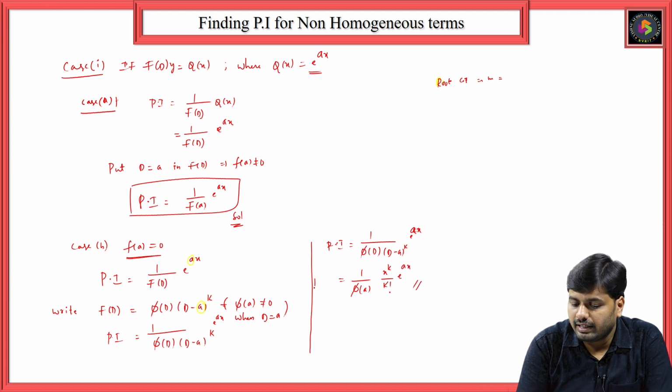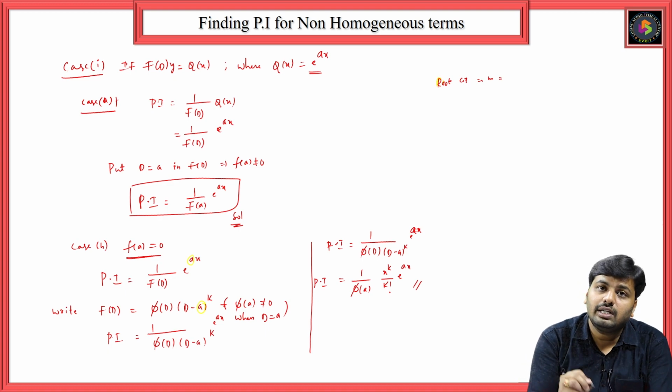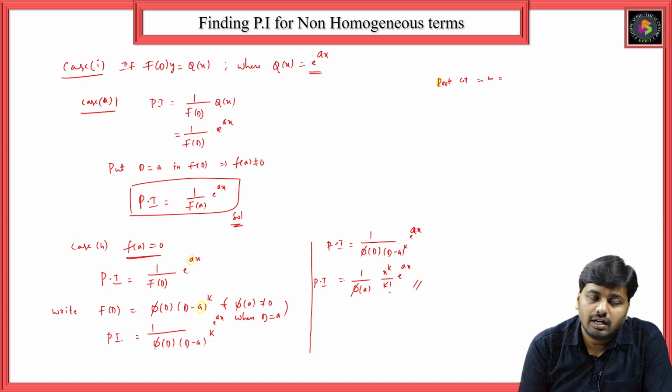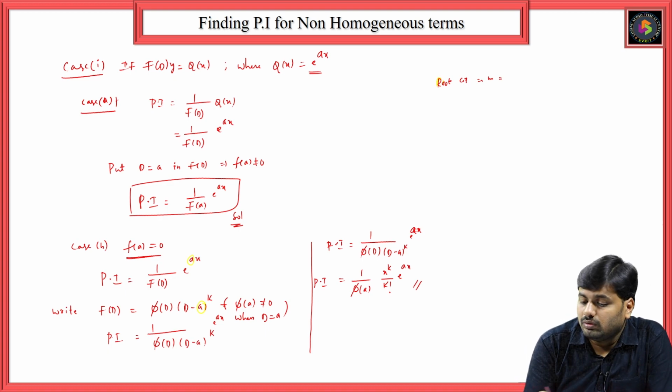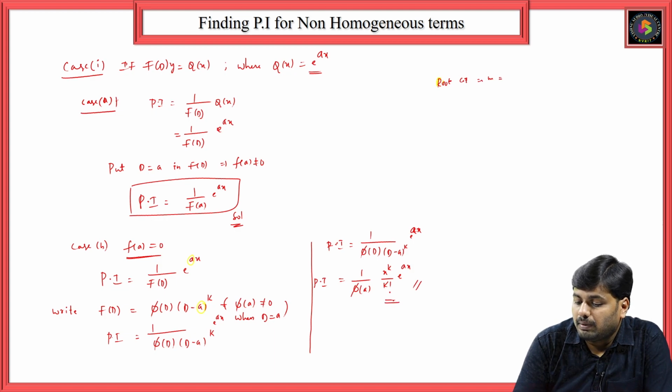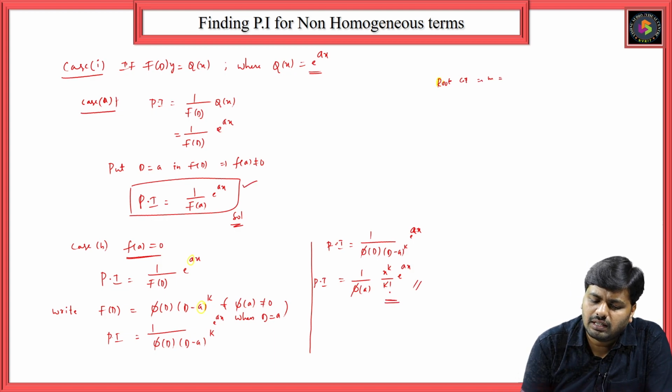Now this is the particular integral. When I substitute d equal to a in this given f of d, if it is 0, then this is the complementary particular integral. If not equal to 0, this is the particular integral.